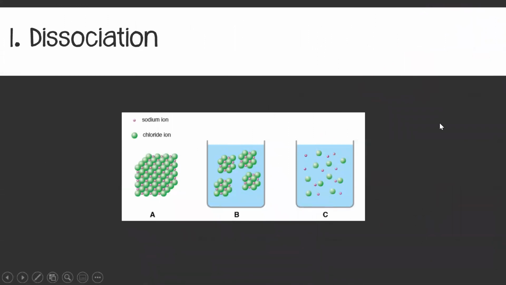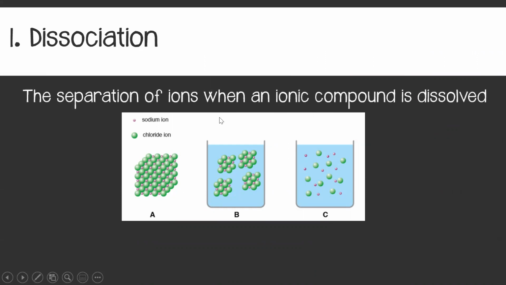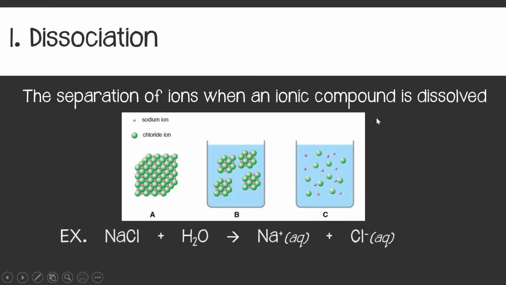So what does it mean to dissociate? So dissociation basically means to separate. And specifically, we're talking about ions separating when they are dissolved in an aqueous solution in water. So dissociation is the separation of ions when an ionic compound is dissolved, most specifically within water.